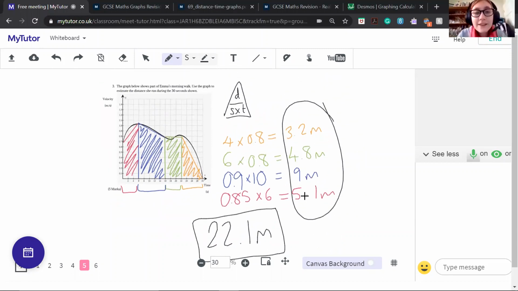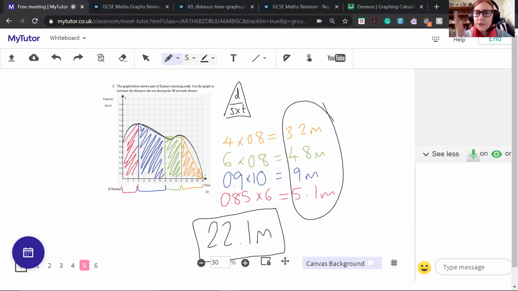So it's pretty cool, and that's just an estimate. And as I said, that's probably an underestimate, but I think it's pretty cool that just from this graph, we can estimate the distance that she's run, just from the speeds that she was running over a certain amount of time. So yeah, there's that one.